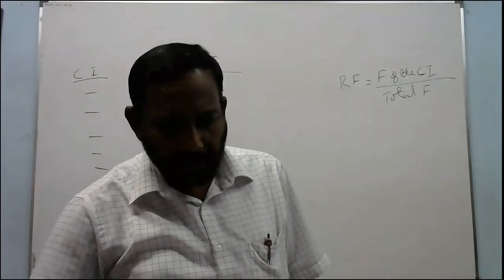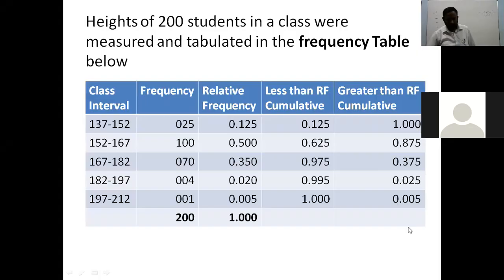So, what is that relative frequency for the first category? 0.125. What about the second category? 0.500. So likewise, you can calculate the relative frequency column. This is the column which indicates the relative frequency. Can you all hear? Can you all see the board clearly? I need the response. Yes, sir. Right, okay.